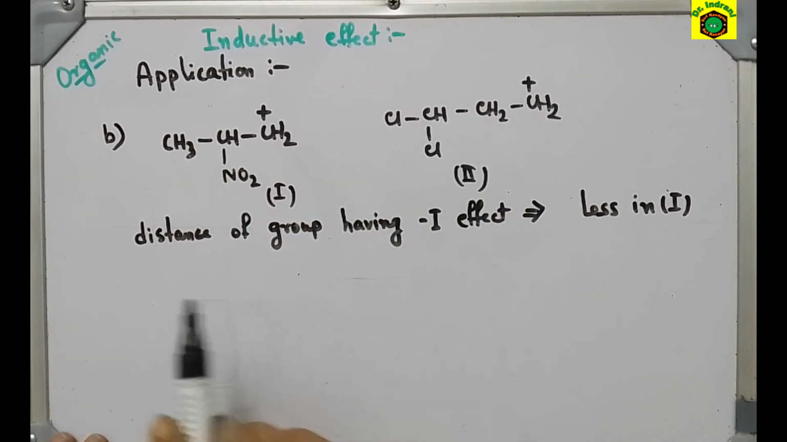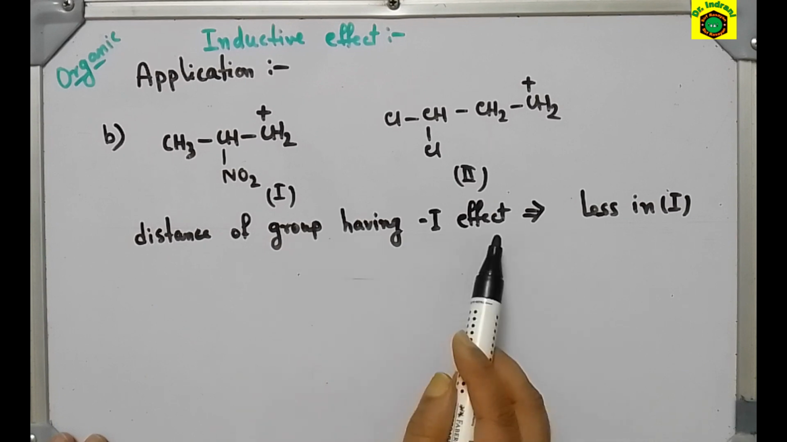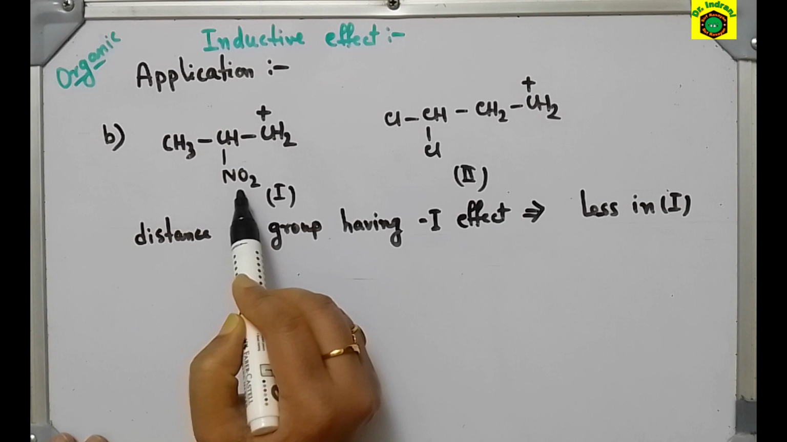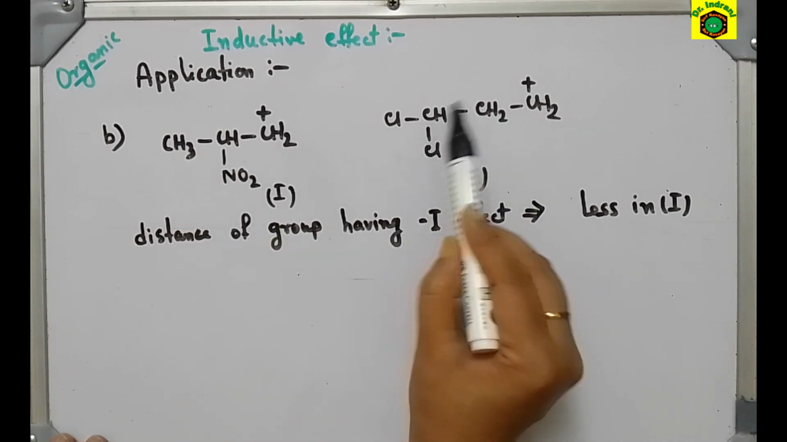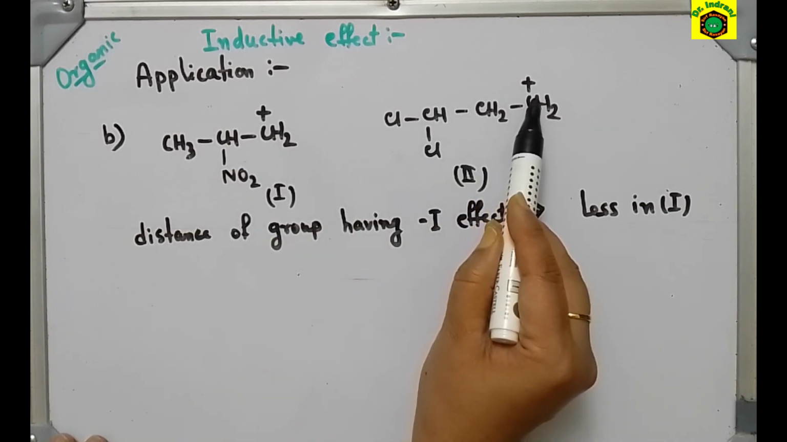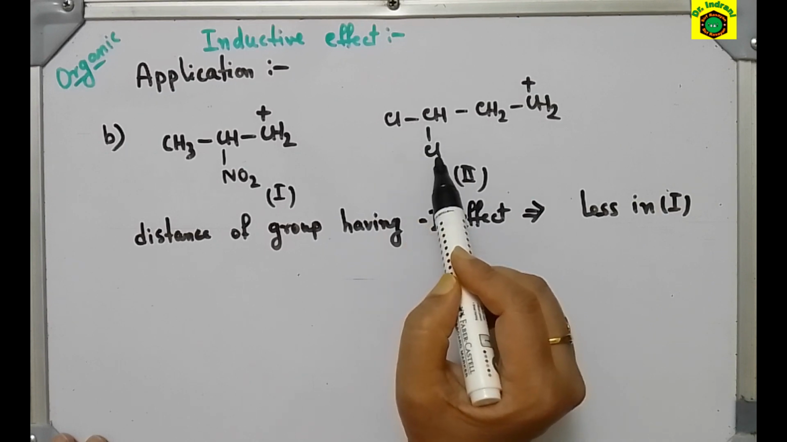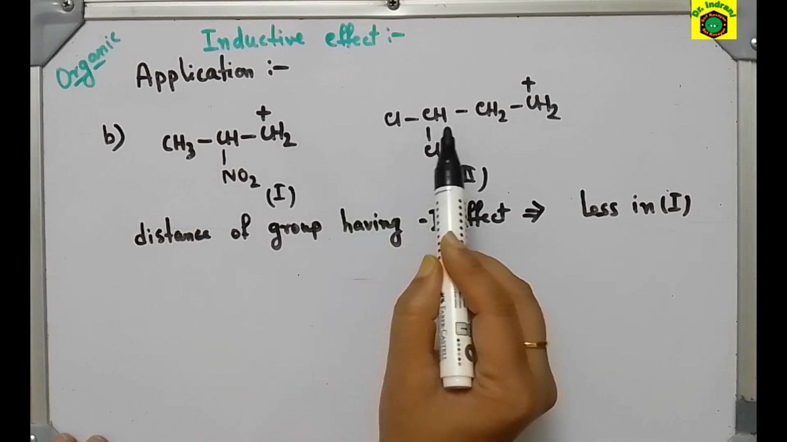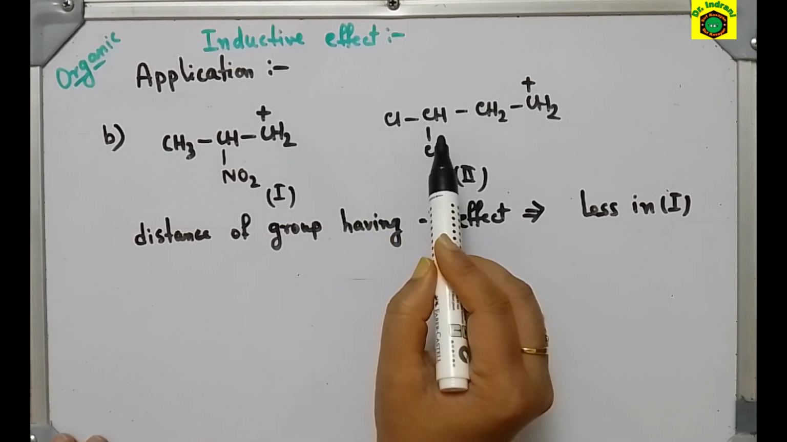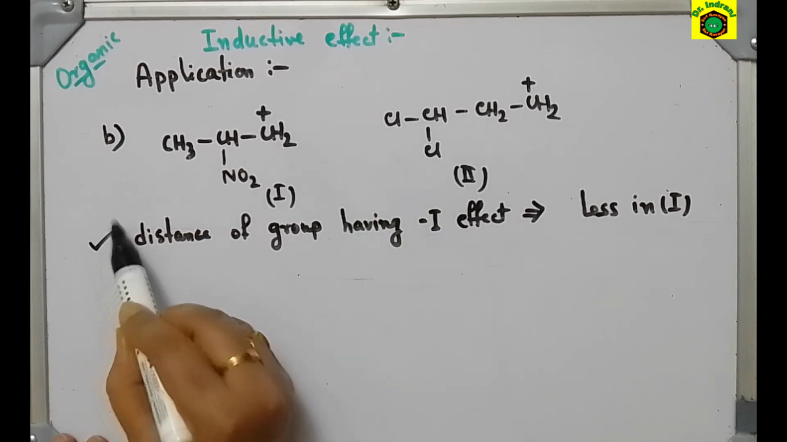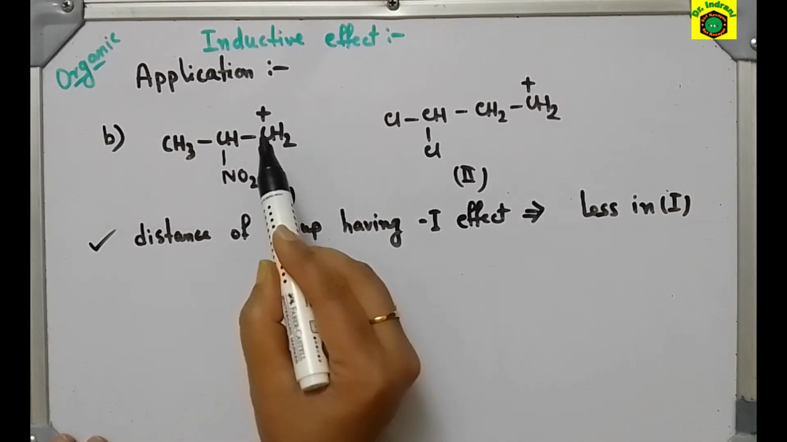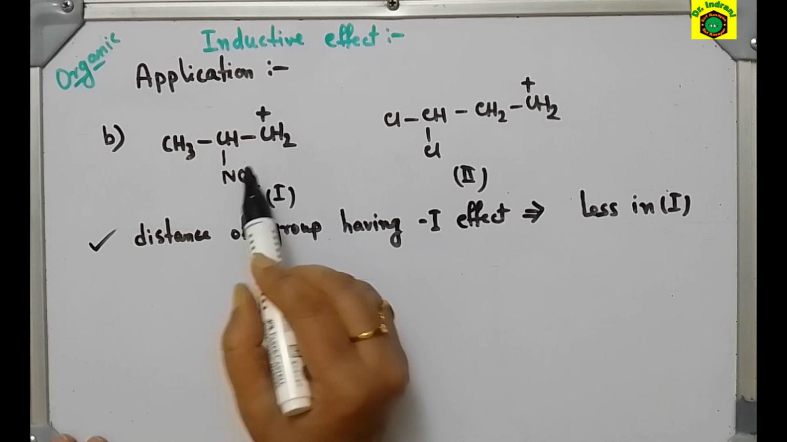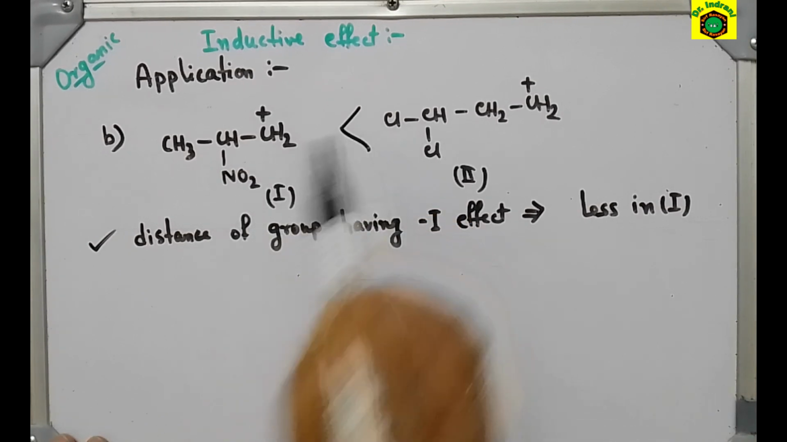First we have to see the distance. Here distance of group having minus I effect is less in 1. You see with alpha carbon atom nitro group is attached. Here with beta carbon atom with respect to the positively charged center, chloro groups are there. So distance will get preference, and though here two Cl groups are there, since distance will get preference, it will destabilize the system because it is having minus I effect more. So stability of this species is more.